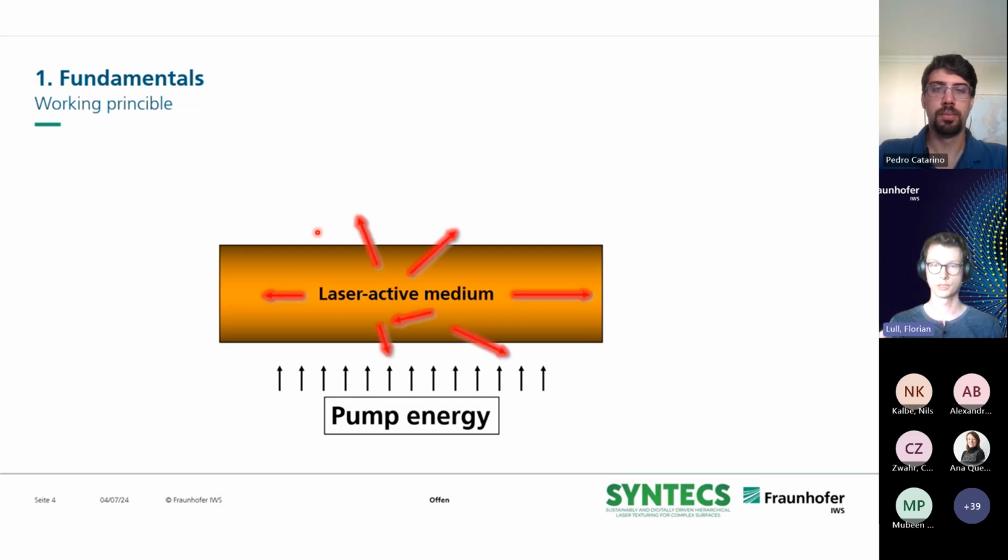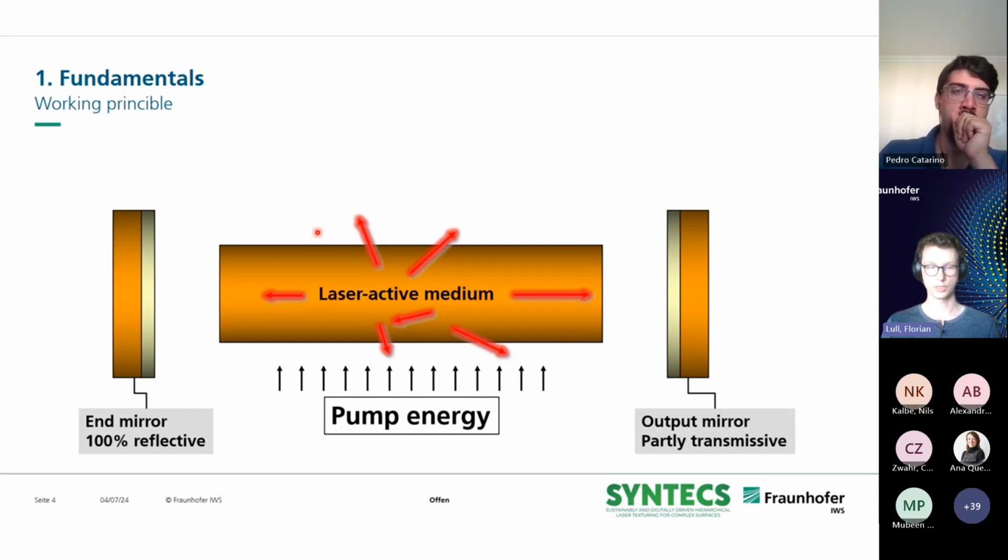Then in the next stage, all those electrons with a lot of energy fall down into their ground state. A lot of photons are randomly, spontaneously emitted, so you can see a lot of photons are emitted with different directions of propagation. To create a laser out of this glowing laser active medium, we need two mirrors: a 100% reflective end mirror, and a partly transmissive output mirror. Those mirrors together form the so-called laser resonator.